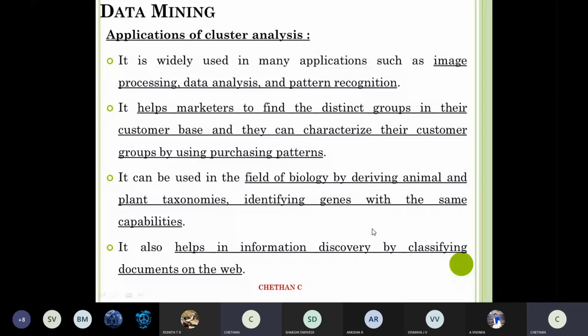It helps in information discovery by classifying documents on the web. How do you classify documents on the web? One important, one not important. Okay, things that are important may be related to video. Things that are not important, things that are not related to video. Okay, you can always group data based on whatever you want. Okay, like that. What's the next thing?